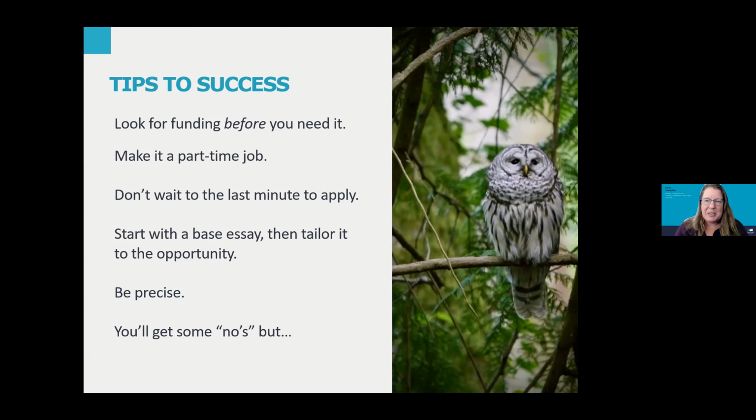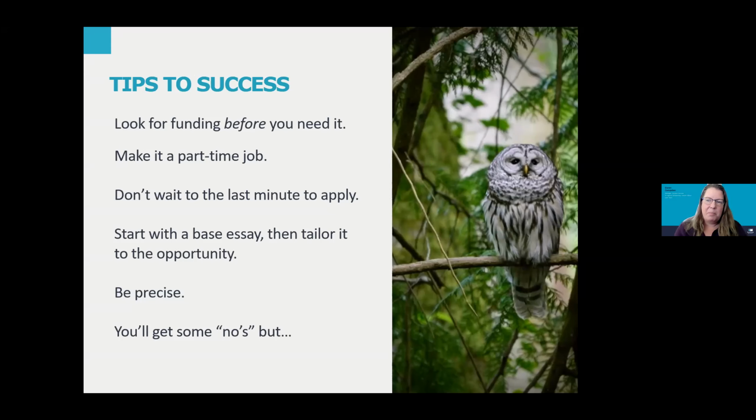Don't wait to the last minute to apply. It's never a good idea to apply the day before or the day of an application deadline, because technology might fail you, or it could be on an Eastern time deadline, or it could be on a Sunday and nobody's available to answer your questions. So make sure that you apply at least a week in advance of the deadline. Generally, you're given a very generous period to apply for it, and I would use that time wisely.